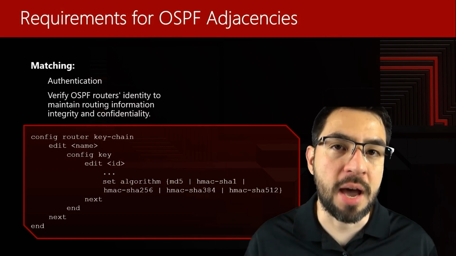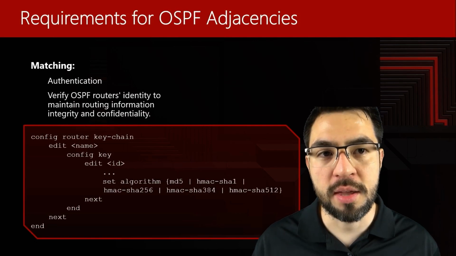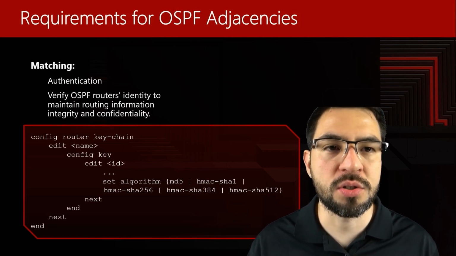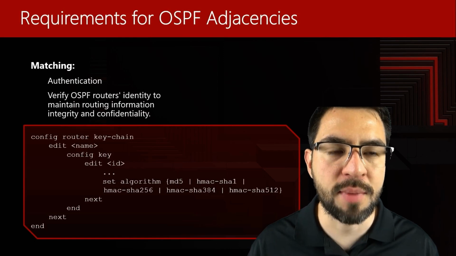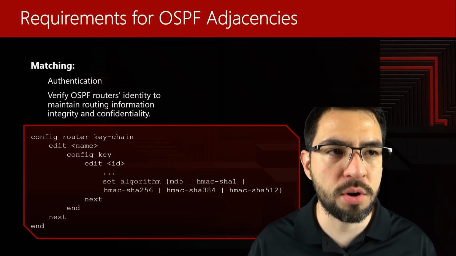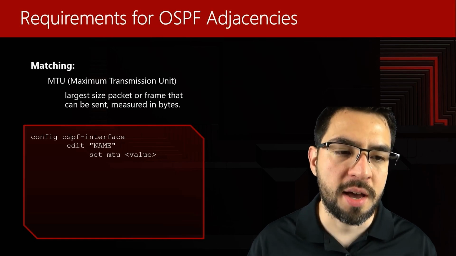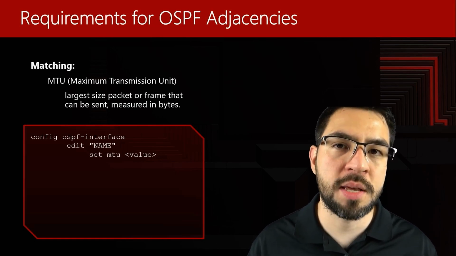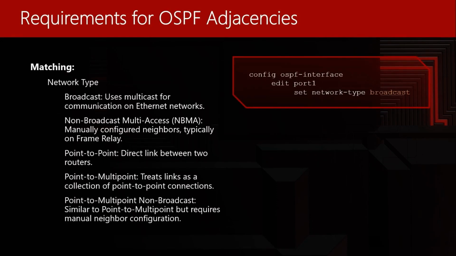Another element that must match will be the authentication. Like any other element out there, we need the right credentials to get access. So same here, if we don't have that matching, the adjacency won't be formed. The MTU on the interfaces communicating with OSPF must match as well. Another thing that must match is the network type.